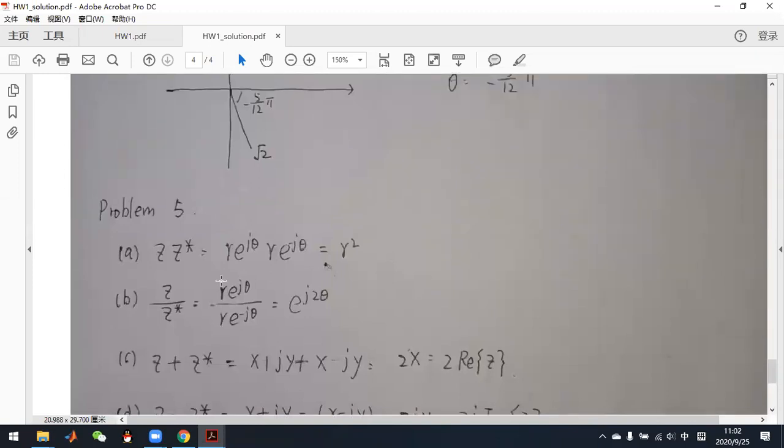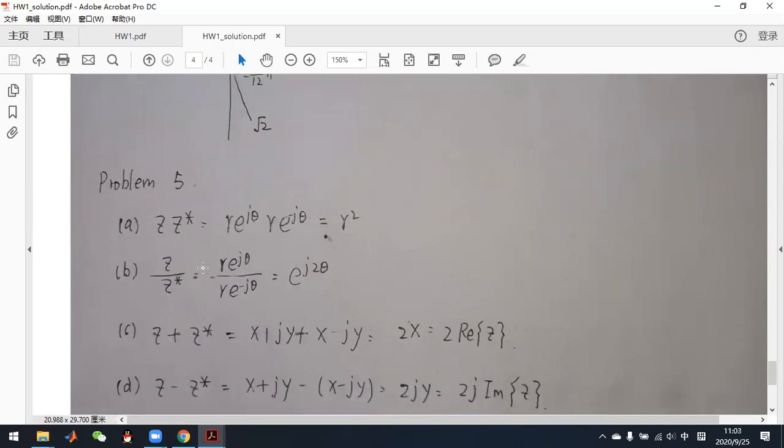So you need to prove these properties. Also, when you prove the properties, you can think about whether it is easy to prove in the rectangular form or in the polar form. You can first take z times z conjugate. We can write it in the polar form, r exponential j theta times r exponential minus j theta. So the angle theta minus theta is zero, so only the magnitude is left. It is r squared.